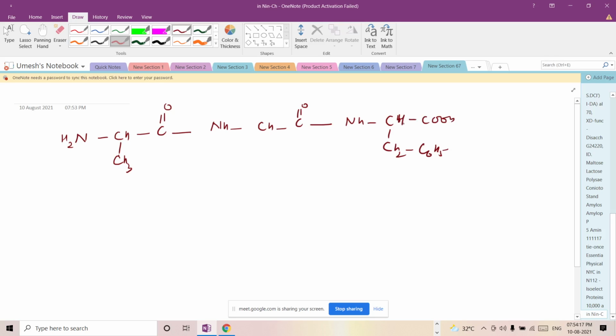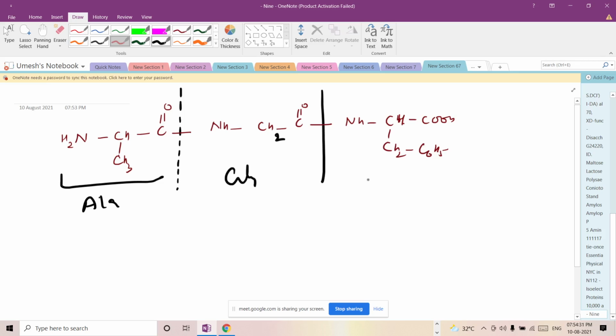This part is obtained from the alanine, this part is obtained from the glycine, and this part is obtained from the phenylalanine. In between, I have removed the water. If I put the OH group here and the H here, the water is gone. I have removed the water.